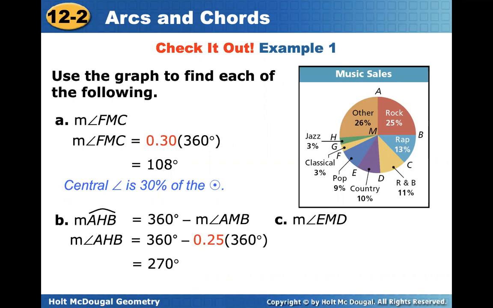Remember, we want to go AHB. We have to go around. Remember, when it's three letters, it's a major arc. When it's three letters, it usually should be more than 180 degrees.